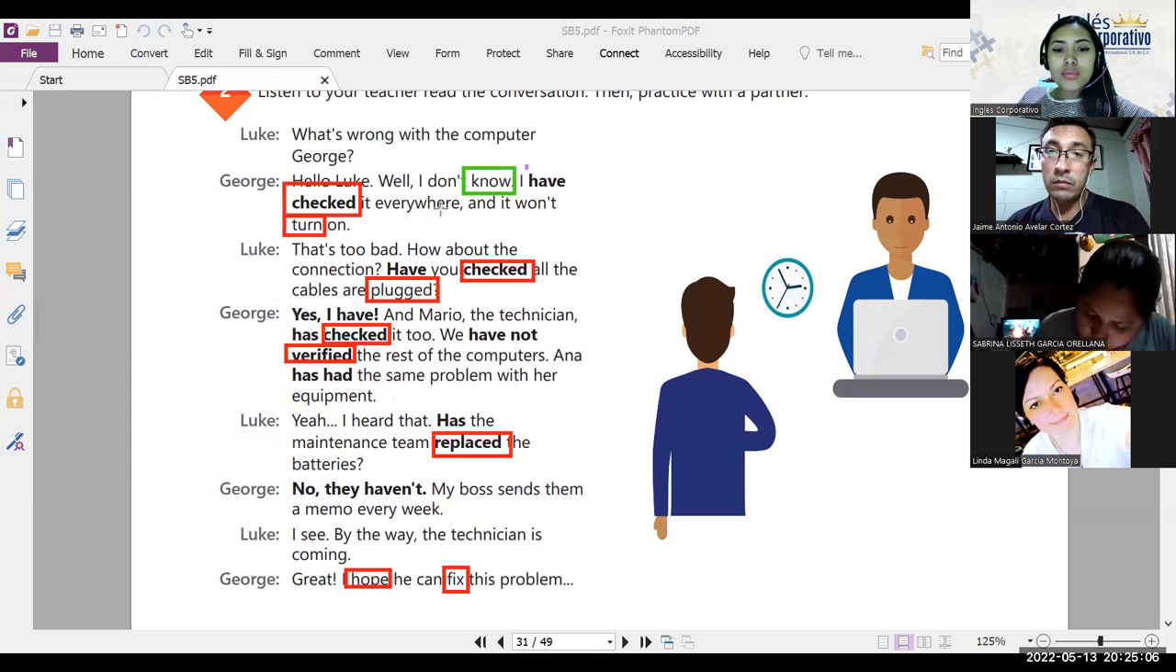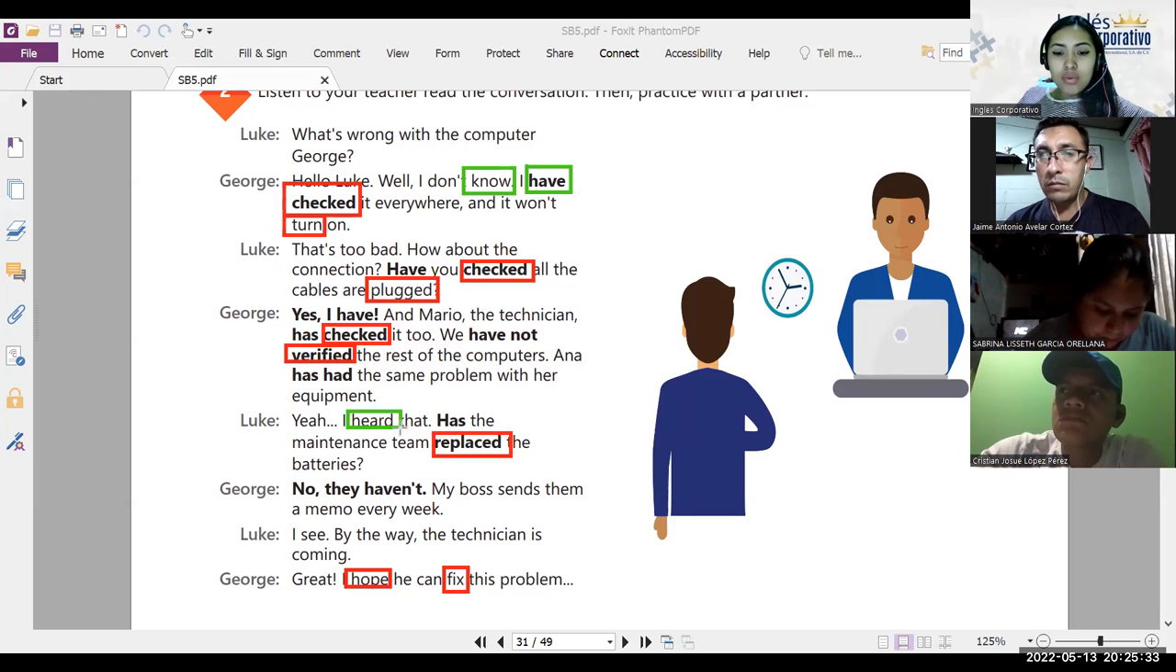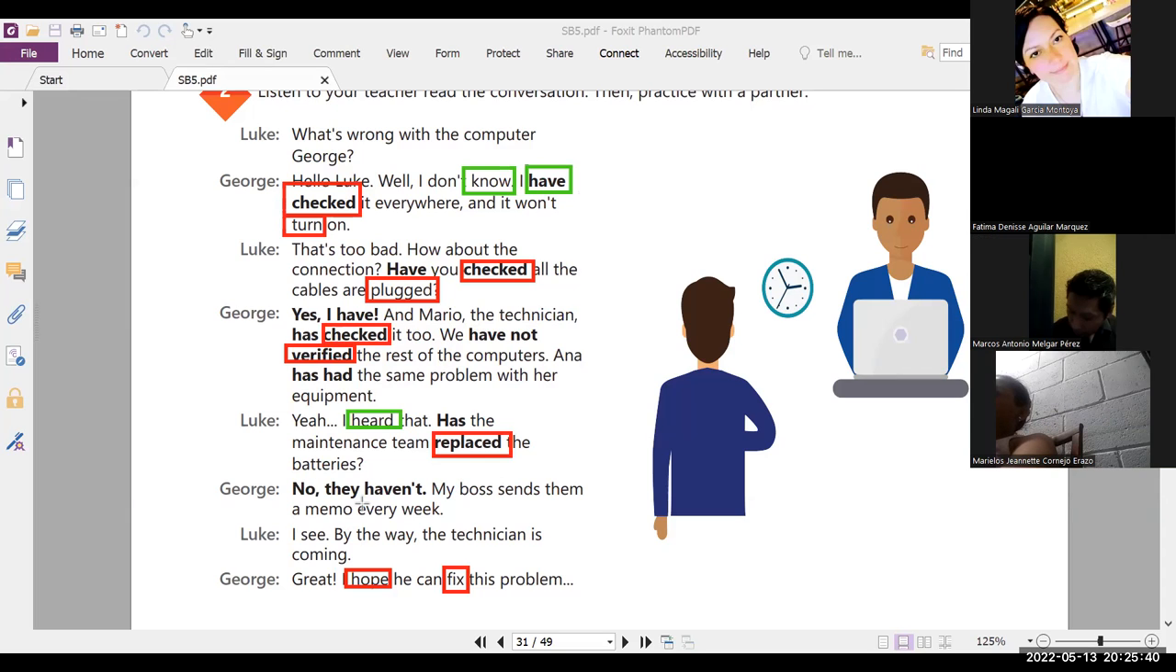What else, guys? That's irregular. Another irregular verb? What about have? Irregular, right? Uh-huh. What about... guys, come on, help me out. Heard, Sabrina said heard, that's irregular. What else? Jonathan? Irregular. Okay. Another irregular verb? Send. Send, very good. See, good job. And that's it, right? Perfect, okay.